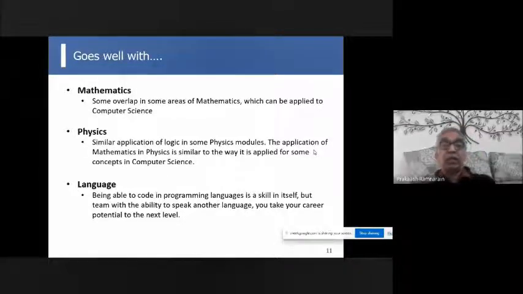What goes well with computer science? Basically mathematics, because there's some overlap in areas of mathematics which can be applied to computer science. It also has an overlap with physics, because the applications of mathematics in physics is similar to the way it is applied to some concepts in computer science. And obviously language, because being able to code in a programming language is a skill in itself, but team that with the ability to speak another language, and you take your career potential to the next level.